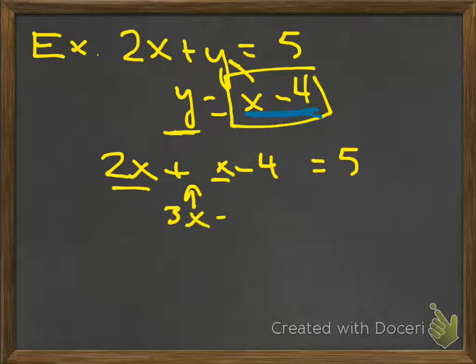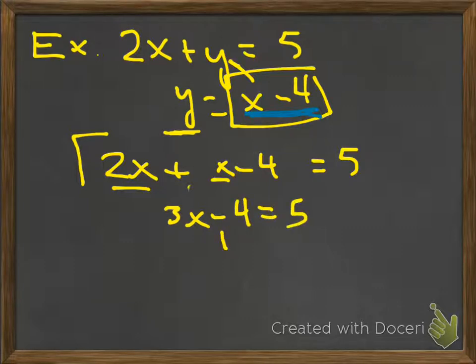Okay, 2x plus 1x. This is something that you've seen before. This is like what we used to do the first 6 weeks. What's the first step to solving? The first step is to combine like terms. So 2x plus 1x is 3x, combining the like terms, minus 4 equals 5.